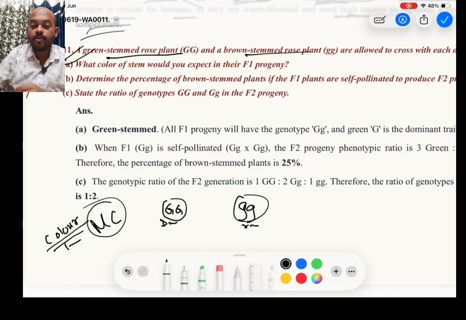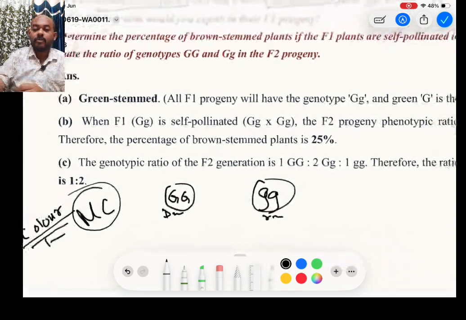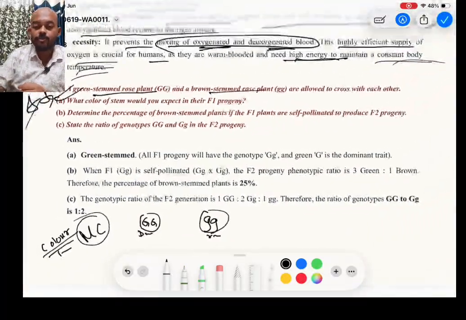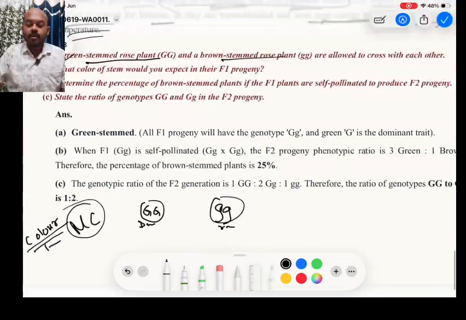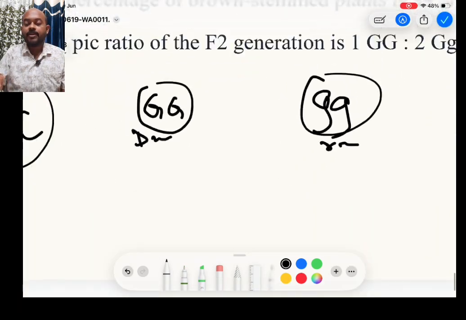Now you see here, you already remember how to cross between monohybrids. Okay, so now you see here, capital G and capital G is given.